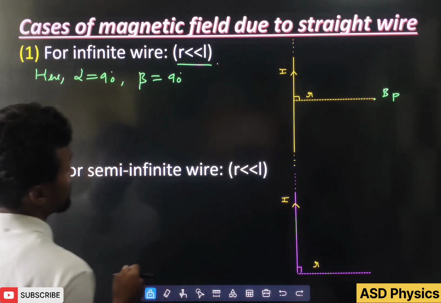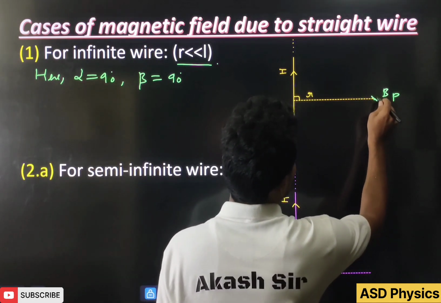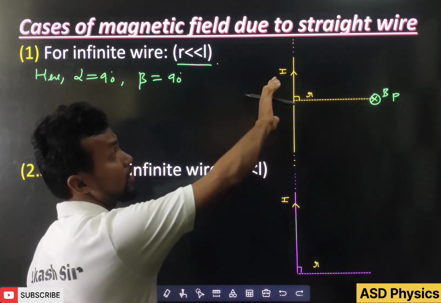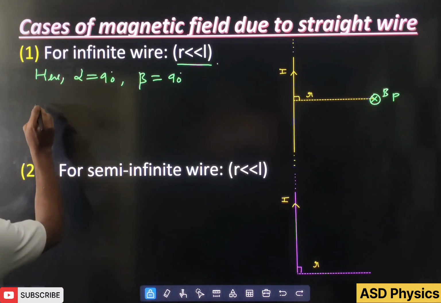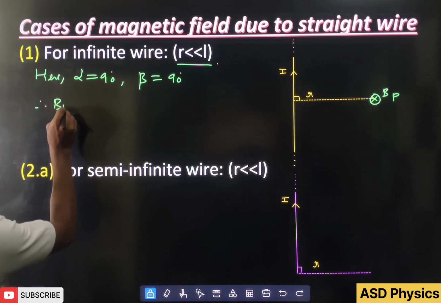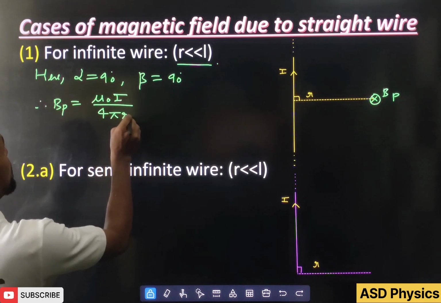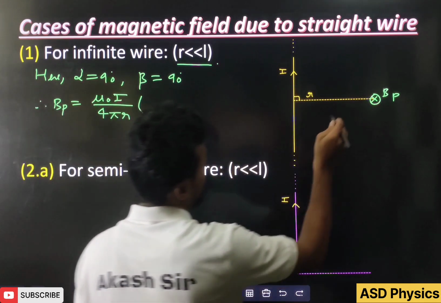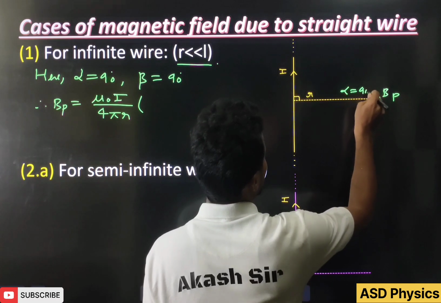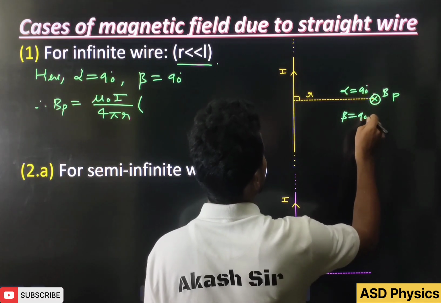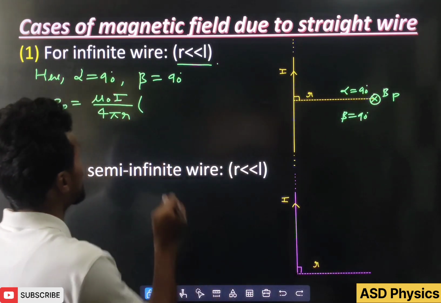And if we talk about the magnetic field here, in which direction is it? Inside, according to the right hand palm rule, is it? So students, if I write the magnetic field here, what will come? See, BP equals mu naught I by 4 pi r. Now the angle at the observation point, that means this alpha is 90 degrees and this side beta is also 90 degrees, correct?